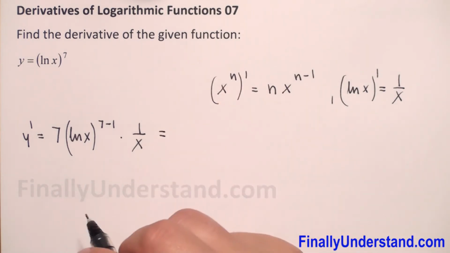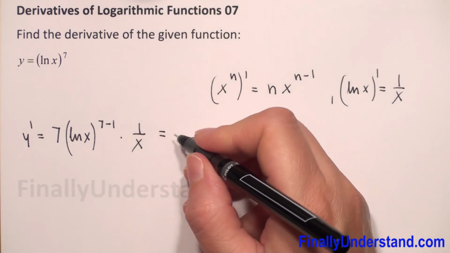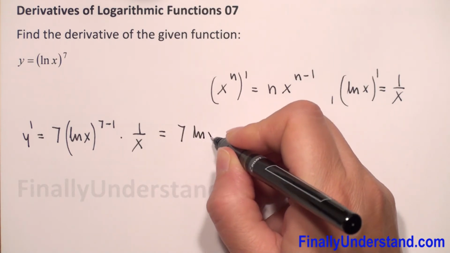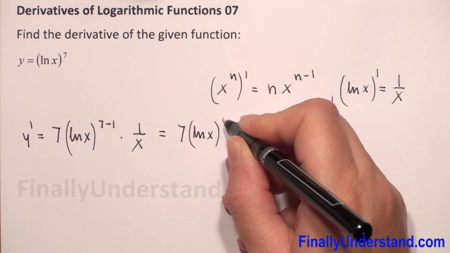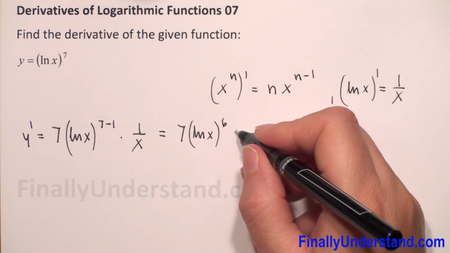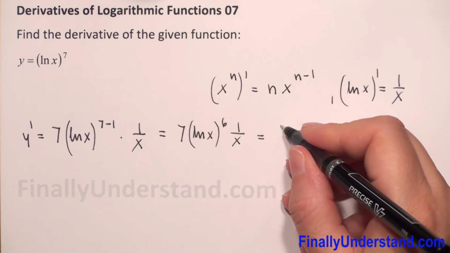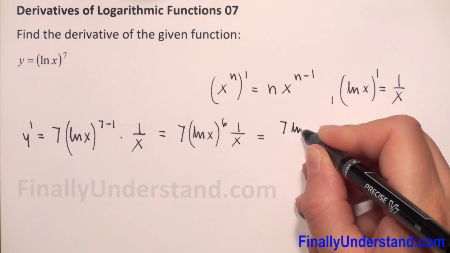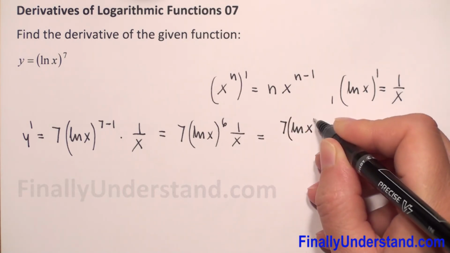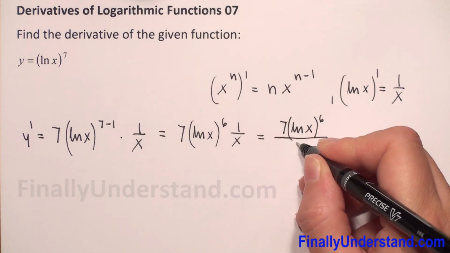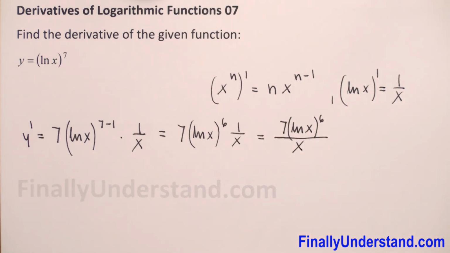So this is equal to 7 times natural log of x to the power 6 times 1 over x. So we can rewrite 7 times natural log of x to the power 6, times 1, we don't have to write, over x. This is my solution.